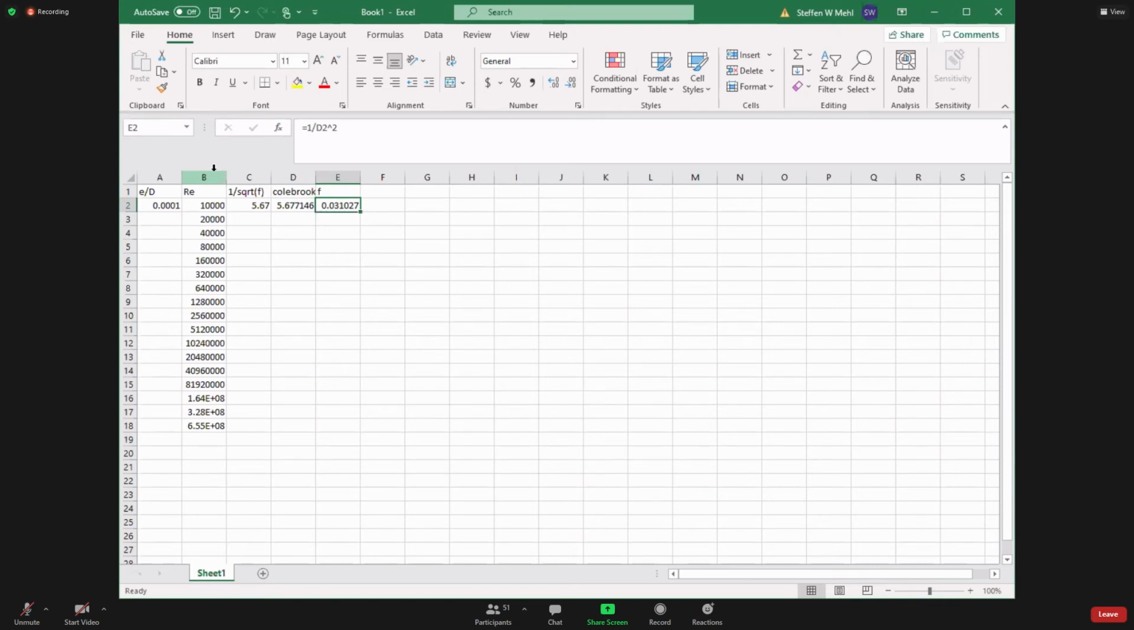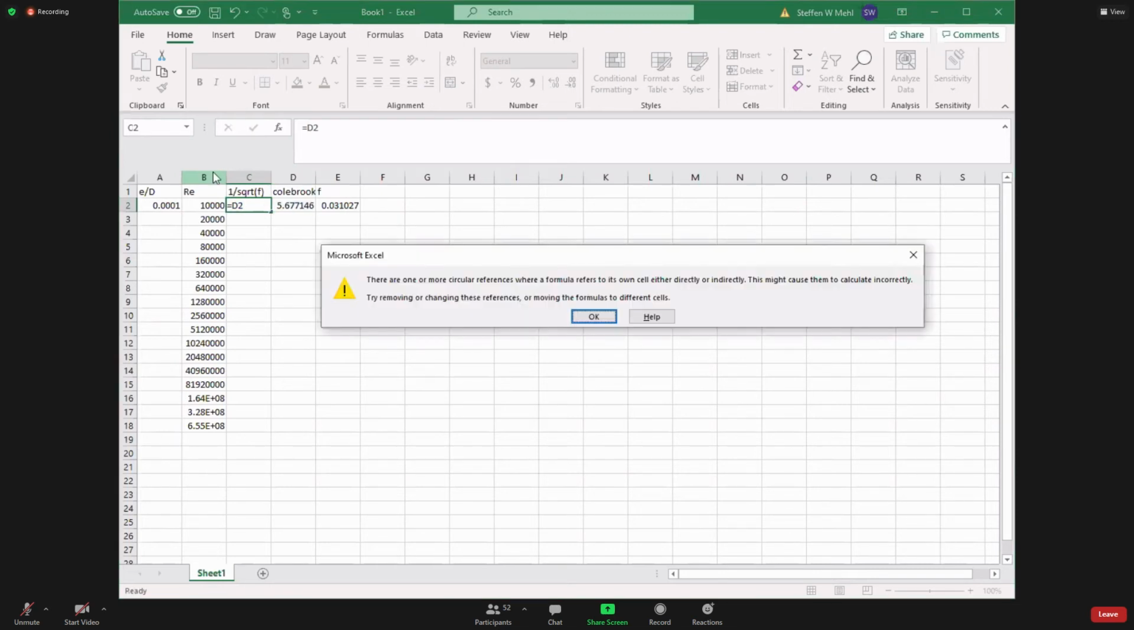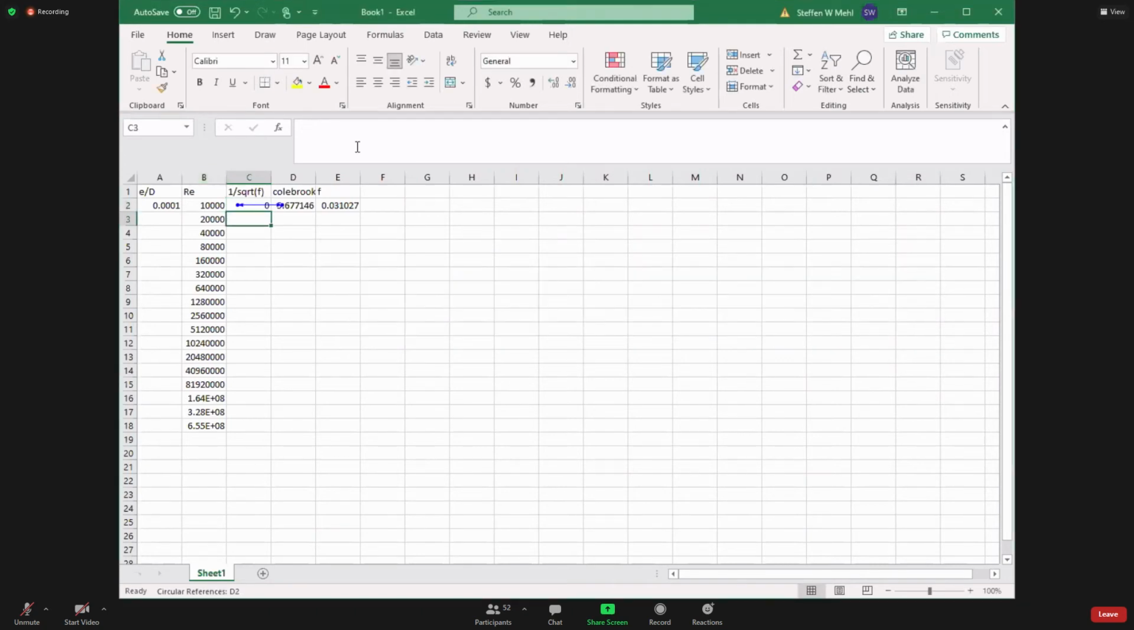Now, I don't want to necessarily have to do this by hand. I want this cell here to equal that cell there. I want these two to equal each other. What's going to happen if I do this? It's going to say circular reference. I think we've all hit that problem before at some point in our lives. But there is a method to the madness here.